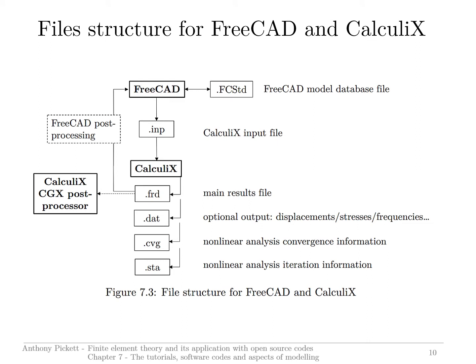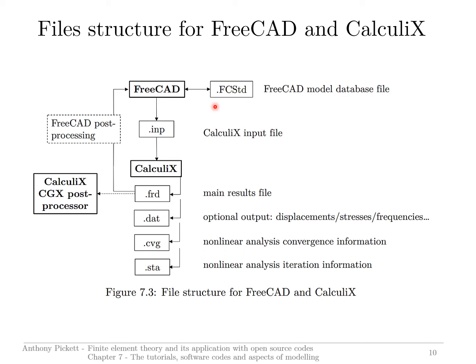This shows the structure of files in a FreeCAD and Calculix analysis. If you are building a model in FreeCAD, every time you save, all the information will be stored to some input name that you give, and the file has the extension .fcstd, FreeCAD standard. This can be updated at any time. If you stop working and come back to it later and open this file, then you can continue building the model.